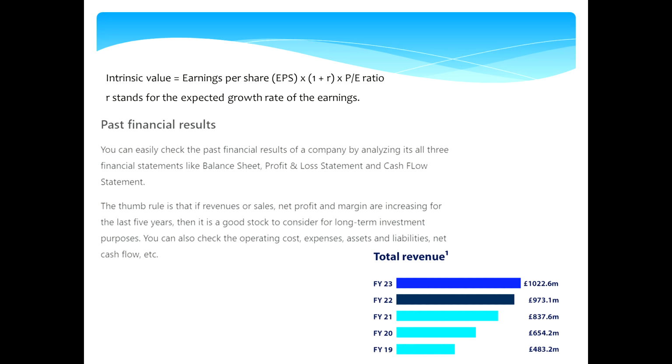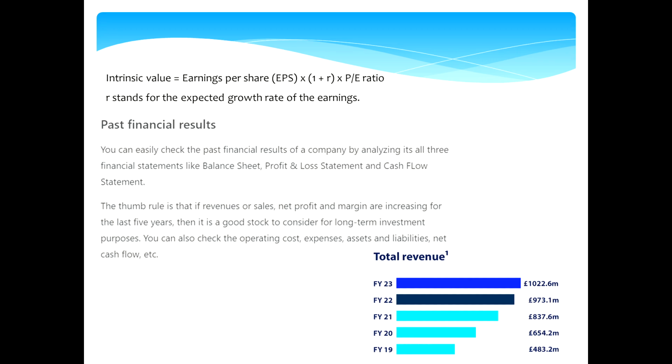So this is the formula. As you can see here, intrinsic value is equal to earnings per share times (1 plus R) times the P by E ratio. Here R stands for the expected growth rate of the earnings. So this is how we can find the true value of a company, and we can understand whether the share is undervalued or overvalued.